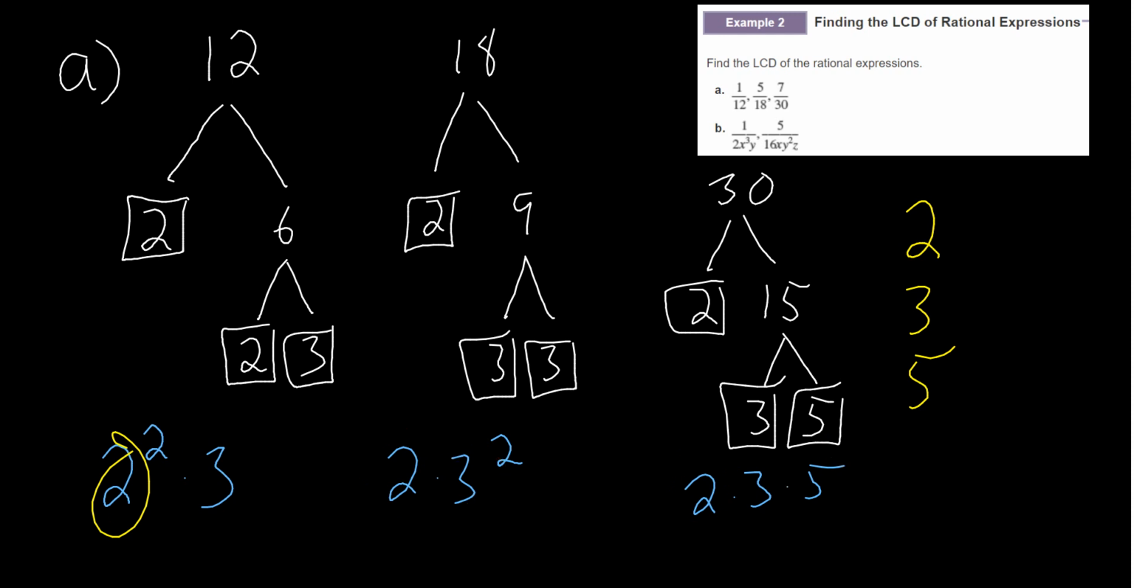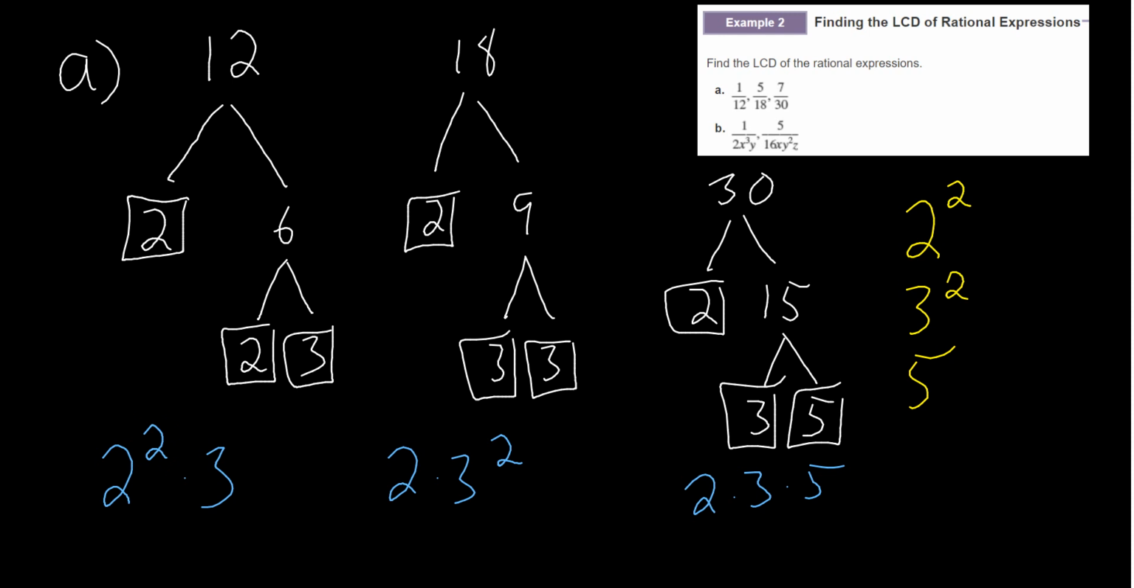Okay. So now, what is the highest power of 2 that I'm using? Well, the highest power of 2 I'm using is squared, right? This is to the first power, this is to the first power. So the highest power of 2 is squared. What is my highest power of 3? Well, that's also squared. And what is my highest power of 5? Well, that's just 5. So we would say 2 squared, 3 squared, and 5.